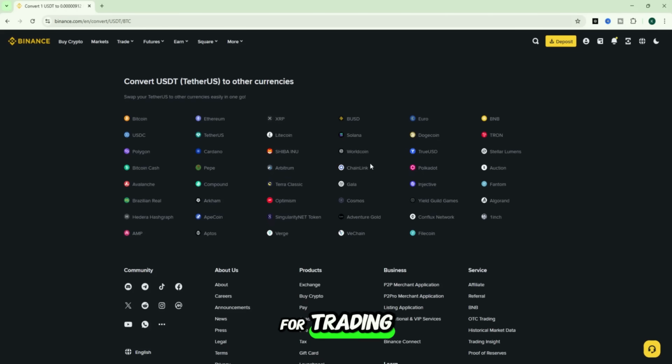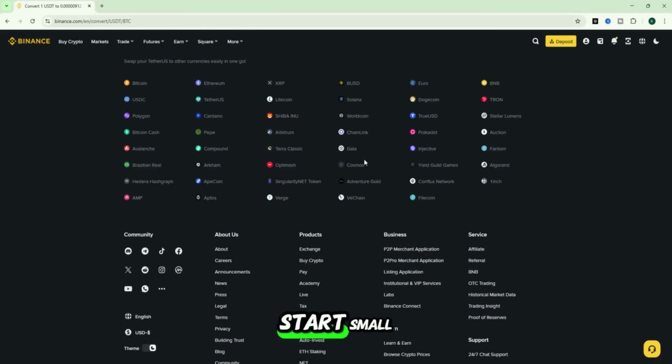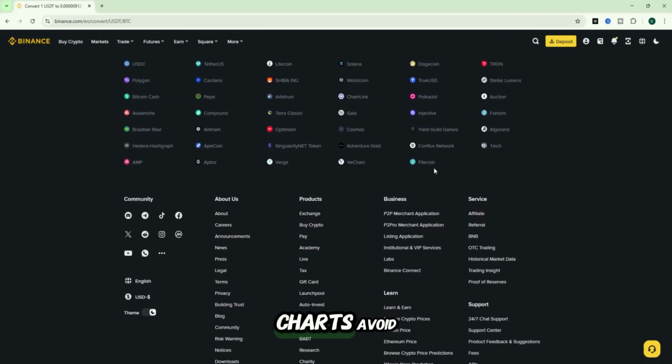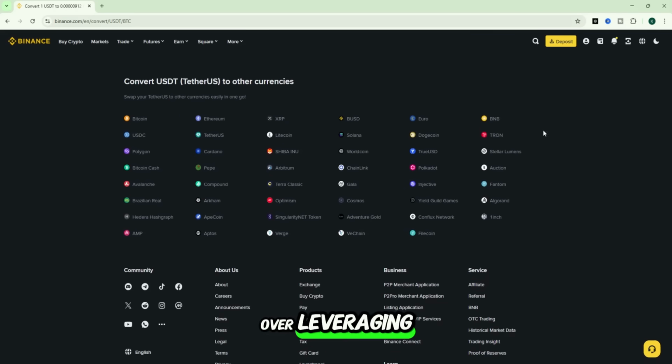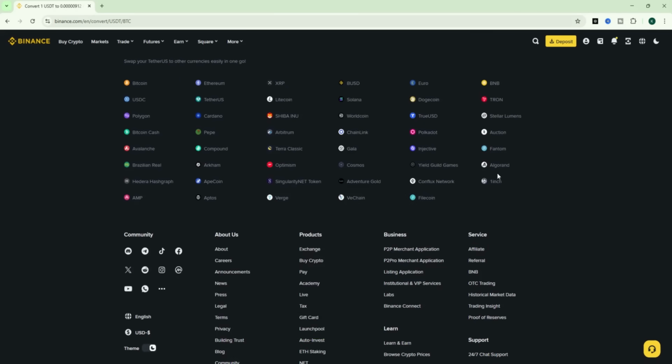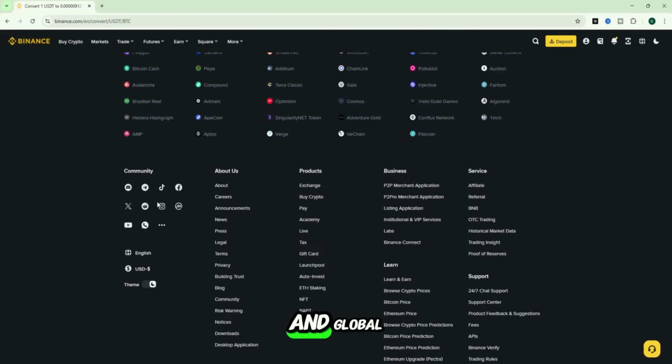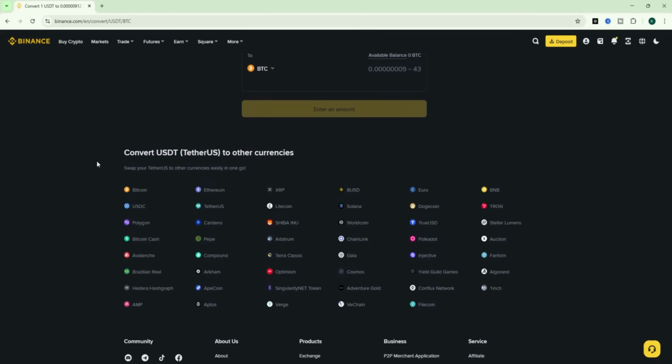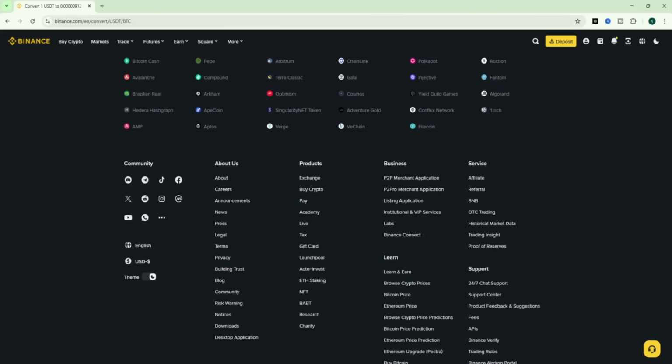Top tips for trading in 2025. Start small and increase your exposure gradually. Use stop-loss to minimize losses. Monitor market trends using Binance charts. Avoid over-leveraging during volatile sessions. Stay updated with crypto news and global events. Knowledge and discipline are key to success in the 2025 crypto market. Use educational tools offered by both platforms.